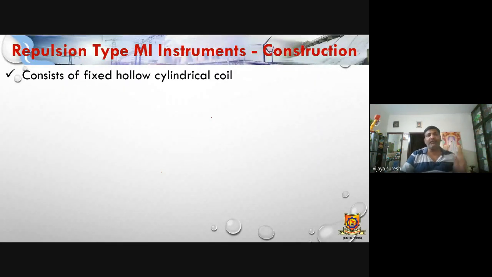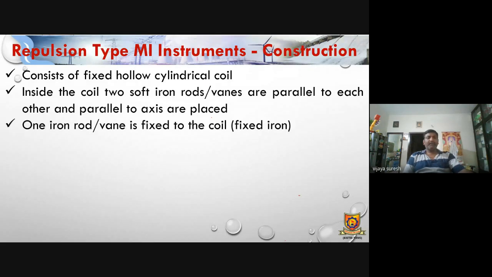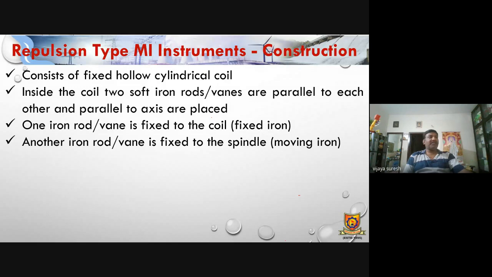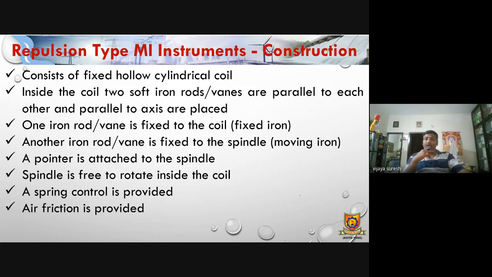Now, coming to the construction point of view, it consists of a fixed hollow cylindrical coil, and inside the coil, two soft iron rods or vanes, parallel to each other and parallel to the axis, are placed, so that it forms a metal strip. One iron rod or vane is fixed to the coil, and another rod is fixed to the spindle, so that both will come near and apart. If they come near, north north and south south will be there, and they will start repelling each other. The pointer is attached to the spindle, so the spindle is free to rotate inside the coil. Here we can use spring control, and air friction is also provided for damping.